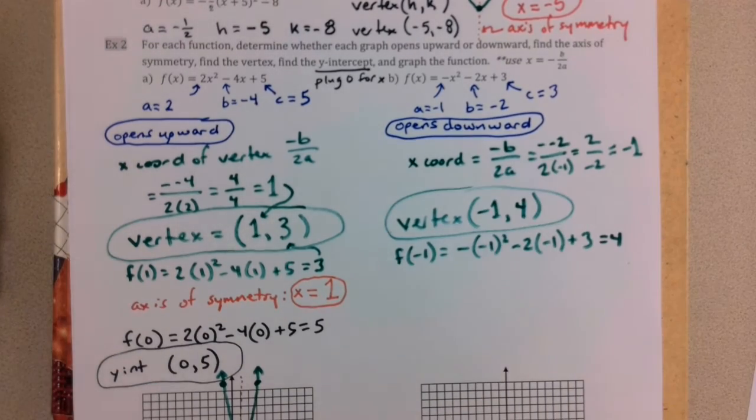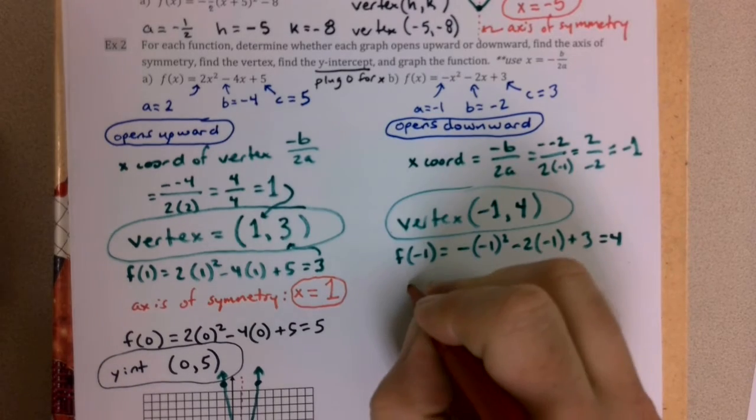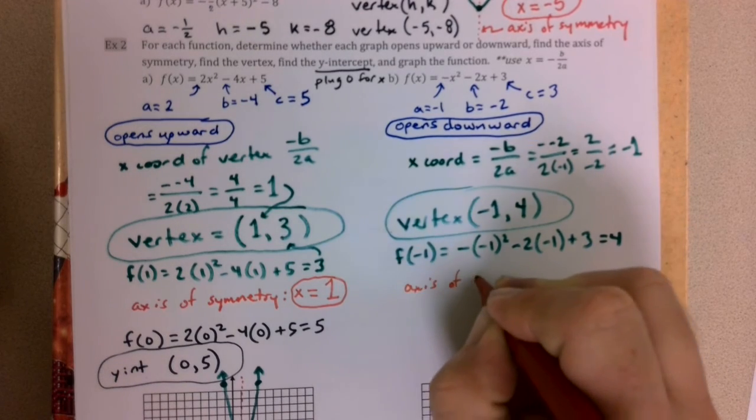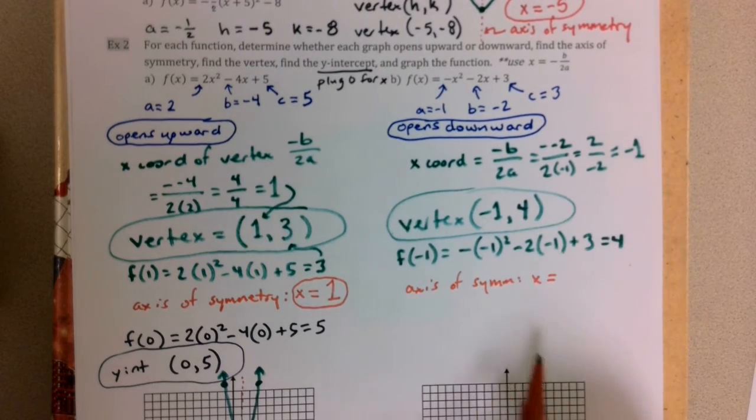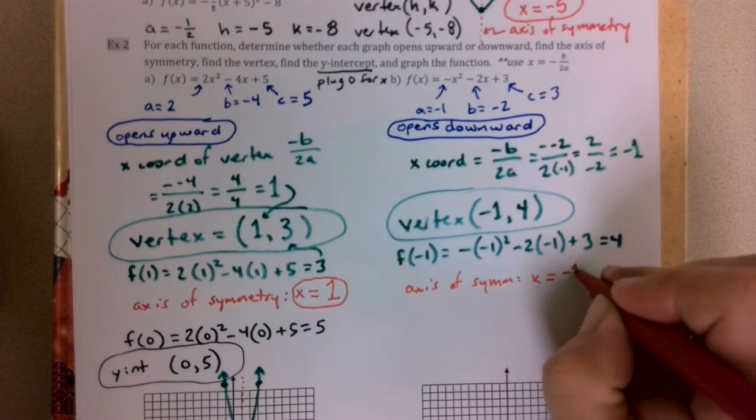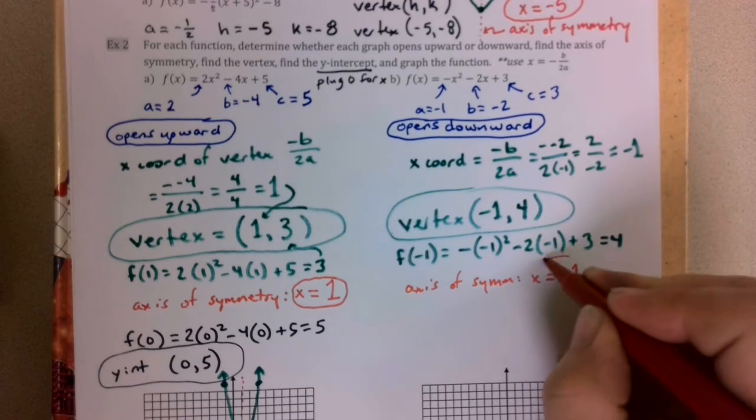And now we know where the axis of symmetry is pretty easily. Our axis of symmetry is always x is equal to a number, and specifically it's the x-coordinate of the vertex, and the x-coordinate of the vertex was at negative 1.